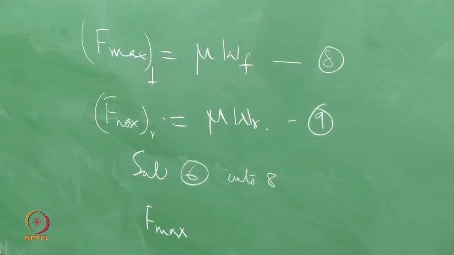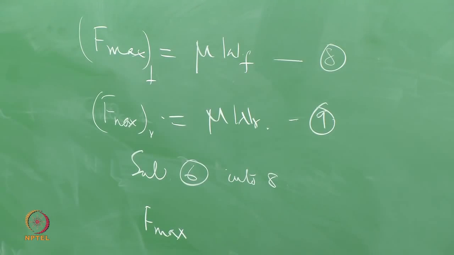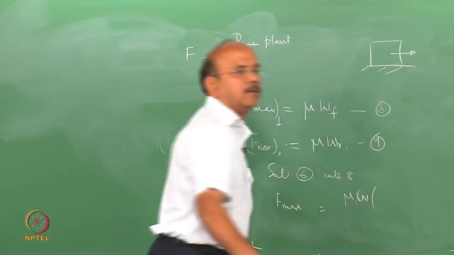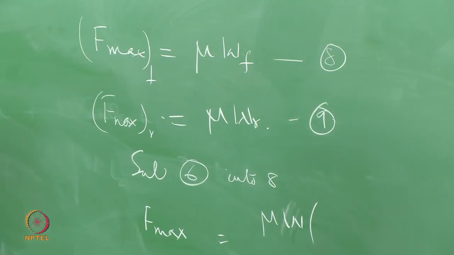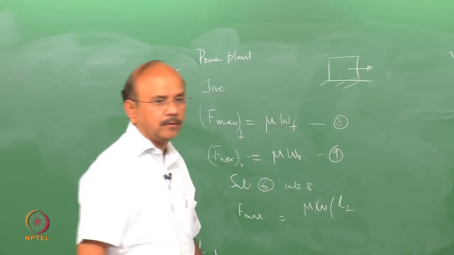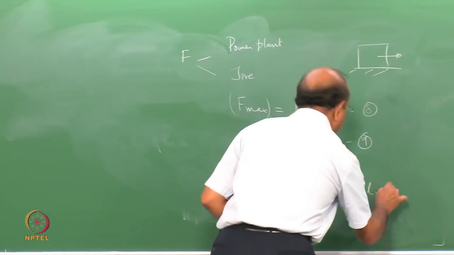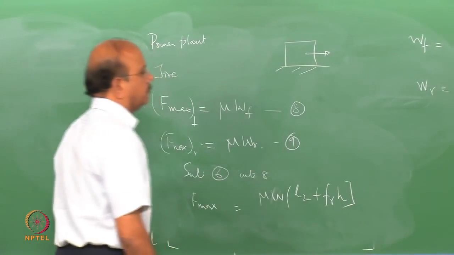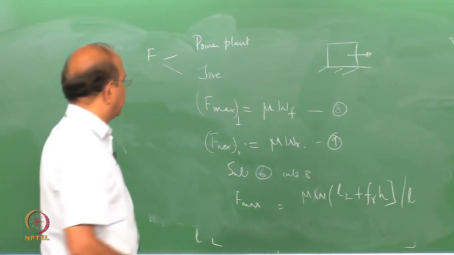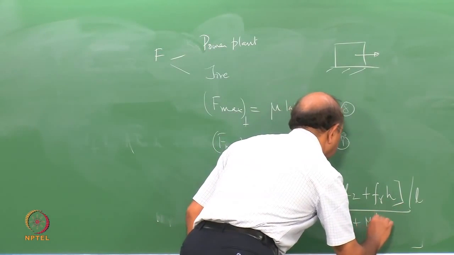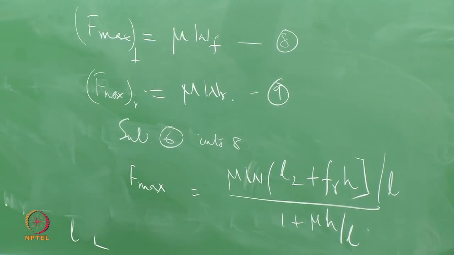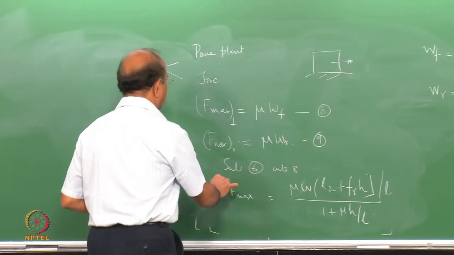That is for a front wheel drive, F max is equal to mu W into L2 plus Fr into H, there is an L there, divided by W. Since I had rearranged the terms, I will get divided by 1 plus mu H by L. So this is the maximum force that is developed if it happens to be a front wheel drive.